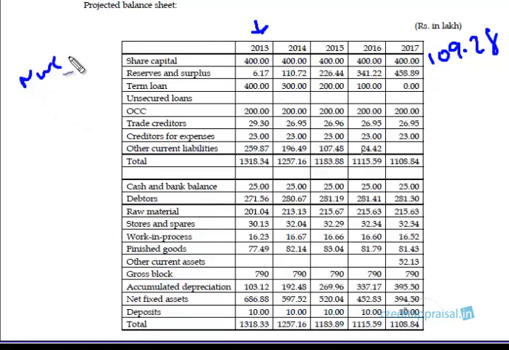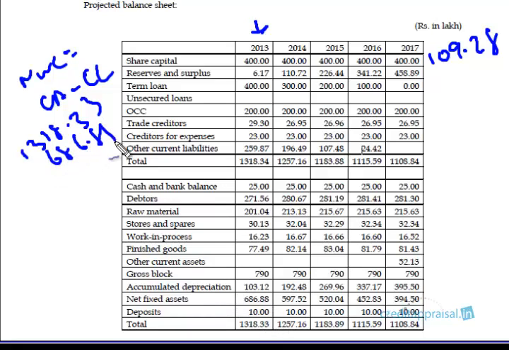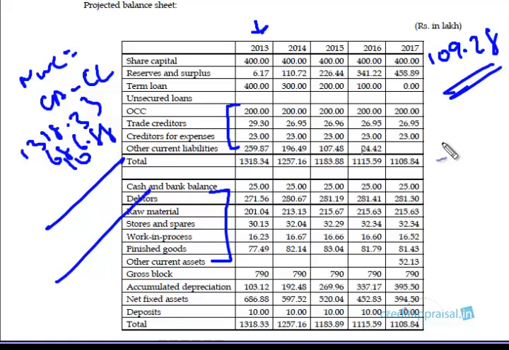Try to calculate the NWC here. This is current assets minus current liabilities. What are the current assets? Subtract from 1318.33 the net fixed assets 686.88 and deposits. Subtract this, you'll get the current assets, because all other items are current assets from here. From this, subtract the current liabilities, this portion, and you'll end up with 109.28. Right? That was the plan.